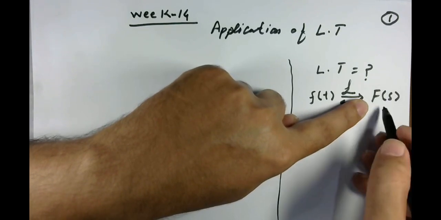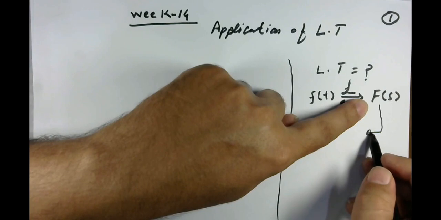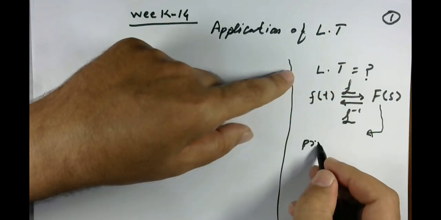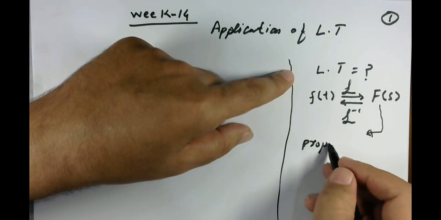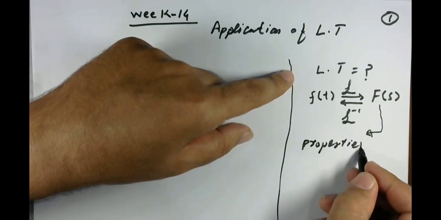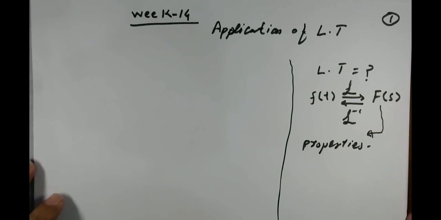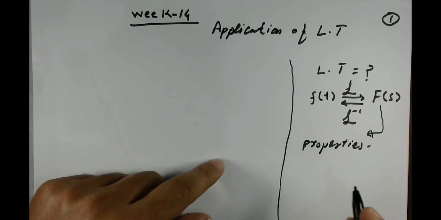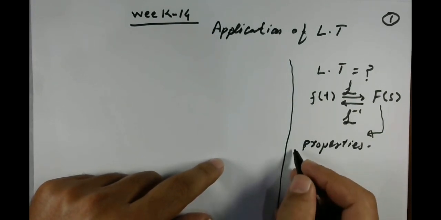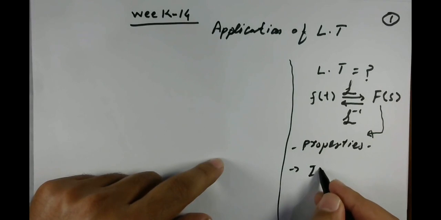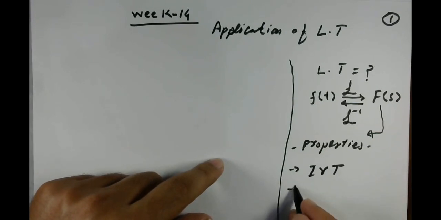Then there were certain properties of this Laplace transform. We studied those properties in detail. We tried to derive those properties, and then I showed you a table of different properties of the Laplace transform, which really help us in getting the Laplace transform of many functions. Then we studied the initial value theorem, IVT, and then the final value theorem, FVT.